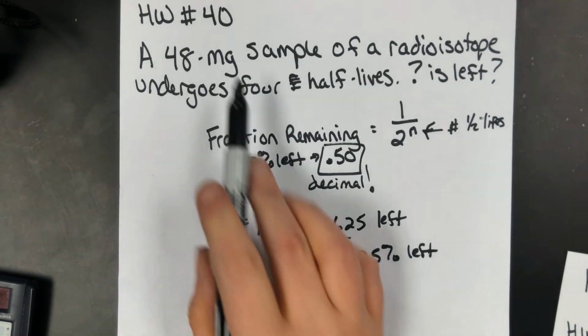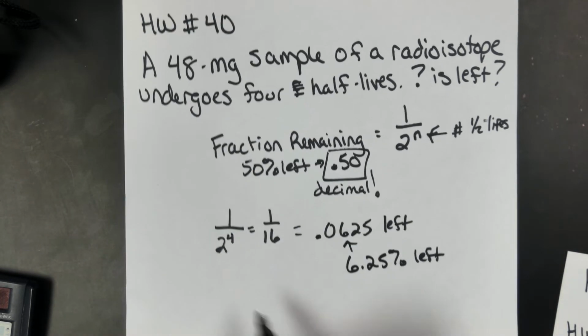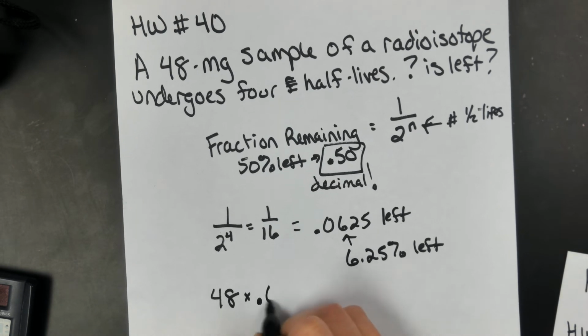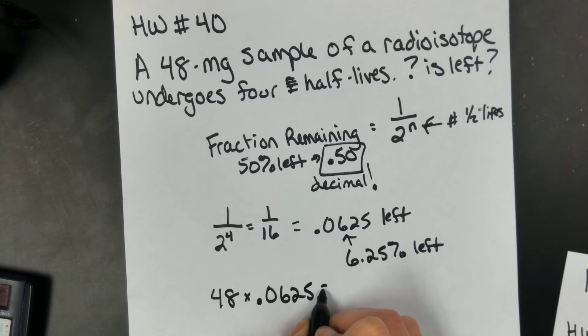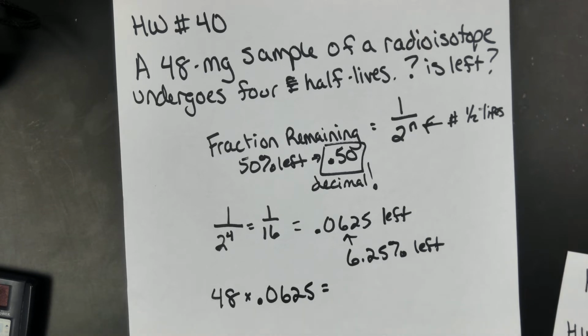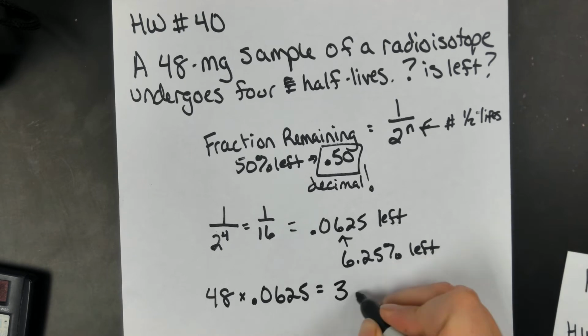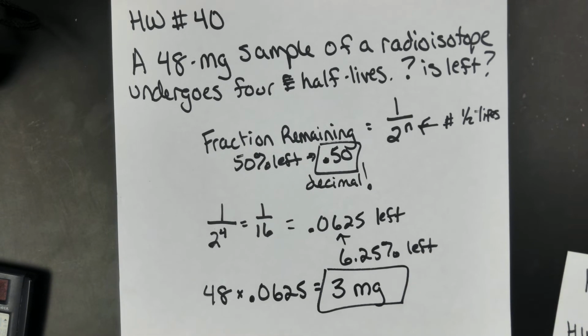So how do we find how much is left? You take this number times 48. So 48 times 0.0625 equals 3 milligrams. So that's the answer for that one.